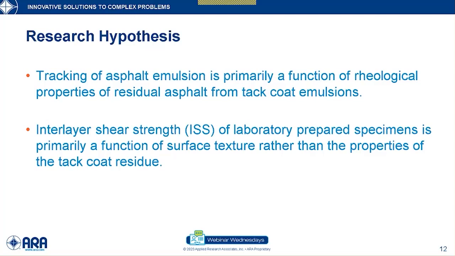And so my hypothesis was that the tracking can be predicted by the rheological properties of the residual asphalt that constitutes the tack coat. And my second hypothesis was on the interlayer shear strength of lab prepared samples. So this interlayer shear strength test, the ISS test, is used to predict the bond strength of a tack coat sample. This ISS is a function of surface texture rather than the properties of the tack coat residue. So these two were my main research hypotheses.